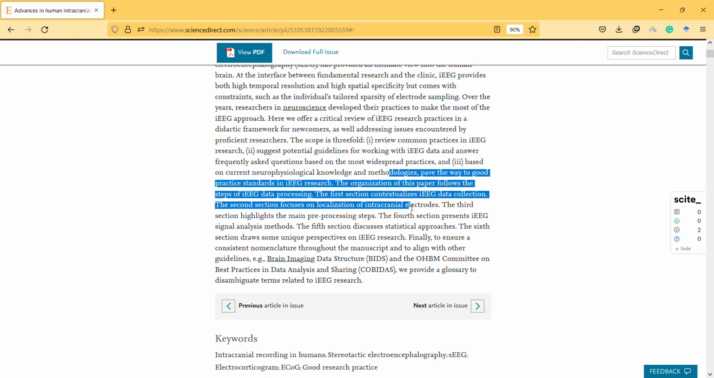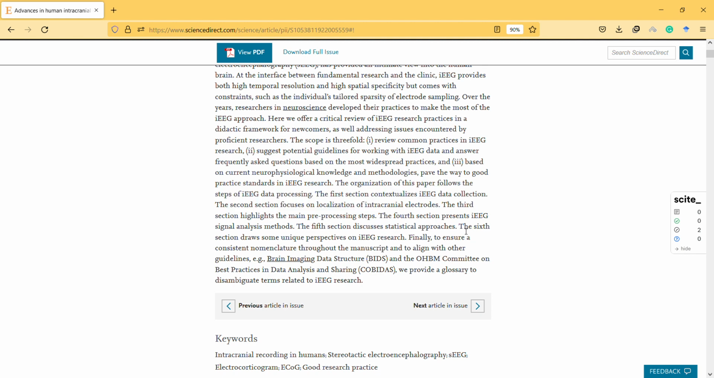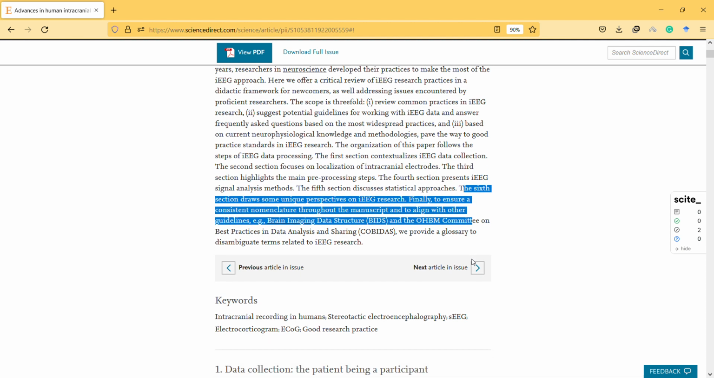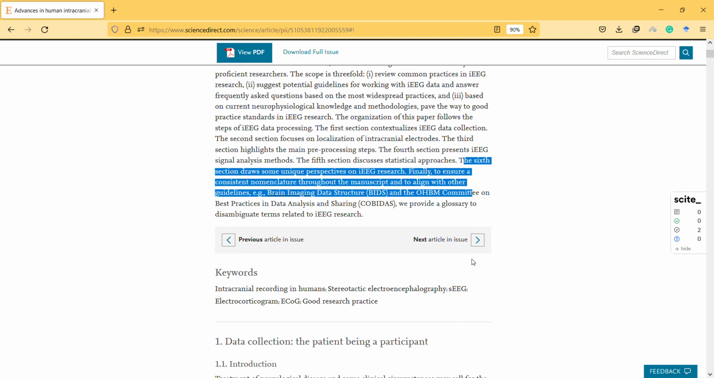The organization of this paper follows the steps of the research process. The sixth section draws some unique perspectives on intracranial EEG research. Finally, to ensure a consistent nomenclature throughout the manuscript and to align with other guidelines, such as the Brain Imaging Data Structure and the Committee on Best Practices in Data Analysis and Sharing, we provide a glossary to disambiguate terms related to this research.